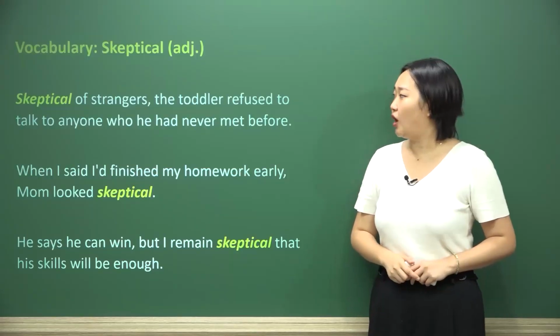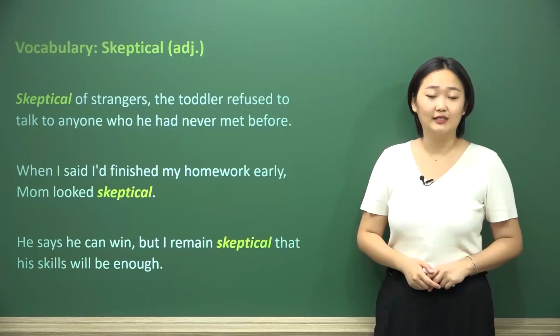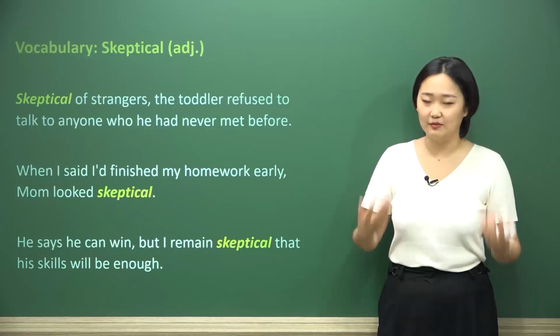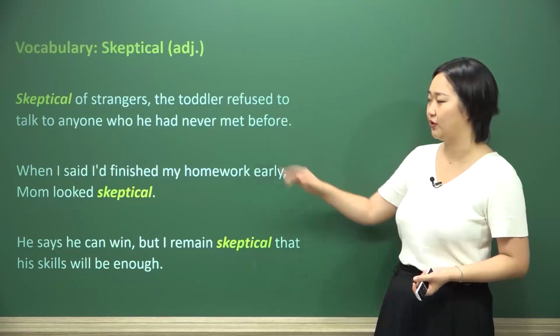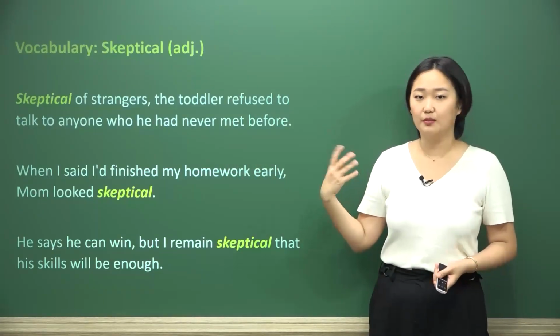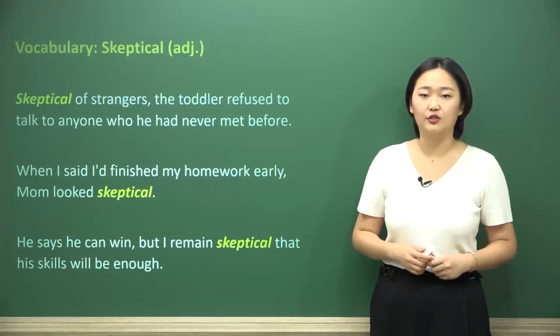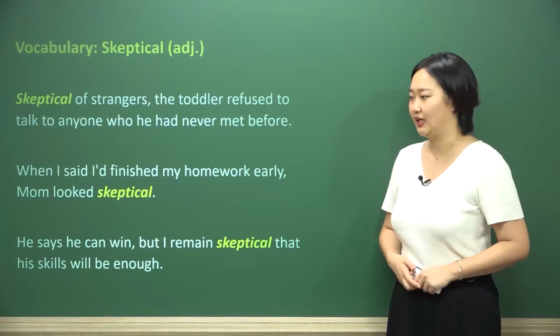Skeptical of strangers, the toddler refused to talk to anyone who he had never met before. Probably a really good survival skill, especially for children. This is really important: don't talk to strangers, especially when you're young. So skeptical of strangers means doubtful, doesn't trust them, doesn't believe that they're good people unless they've already met them before. The toddler using that to their advantage is a good thing here.